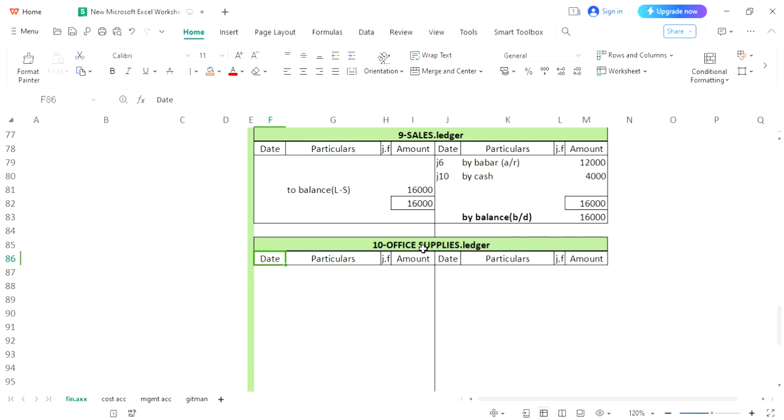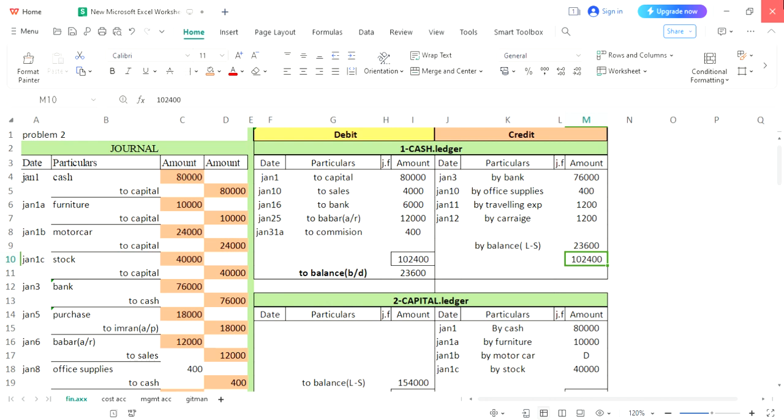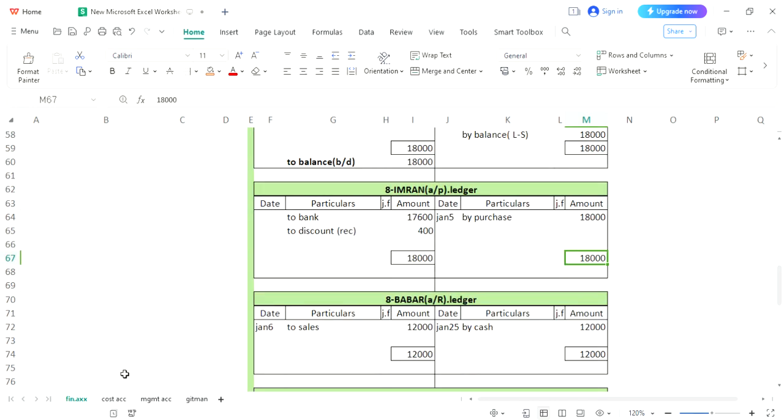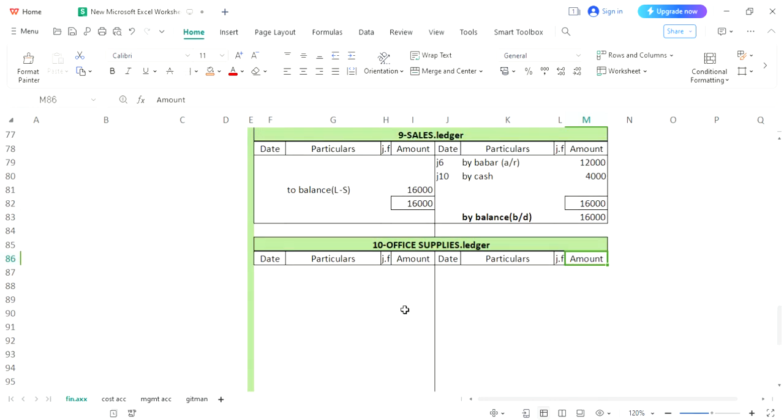We will be looking for office supplies. If they are debit in the journal, we will post on the debit side. If they are present on the credit side, we will post on the credit side. Let's look at the office supplies. Here is your first entry, office supplies. It is debited by 400. Go to the ledger and write 400 on the debit side because office supplies were present on the debit side.